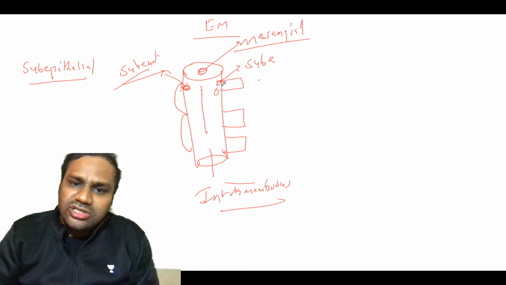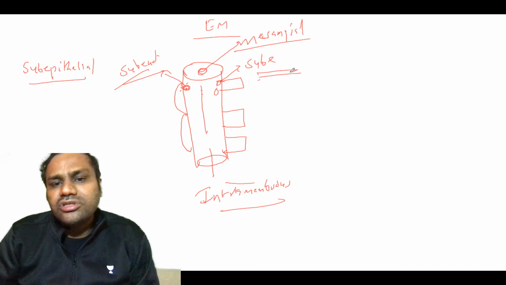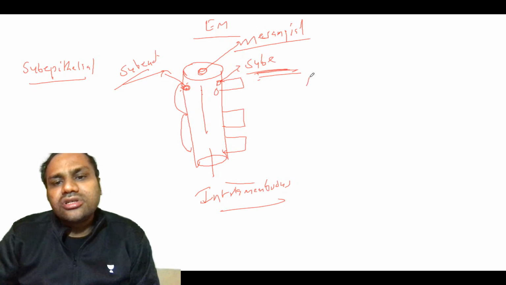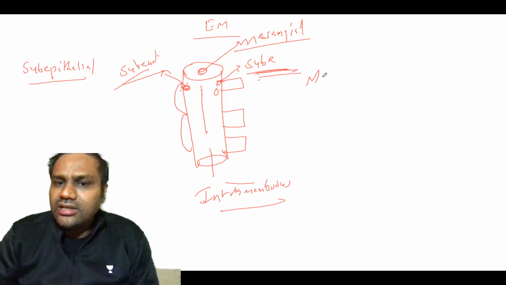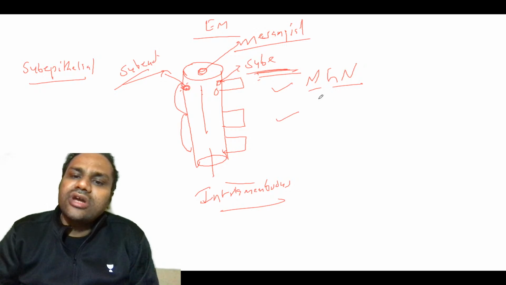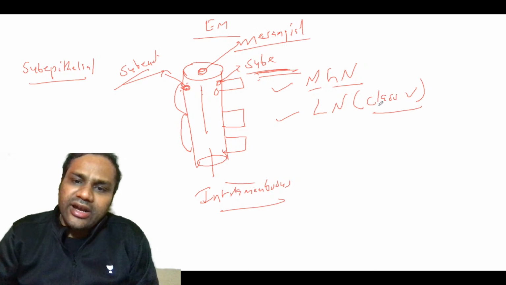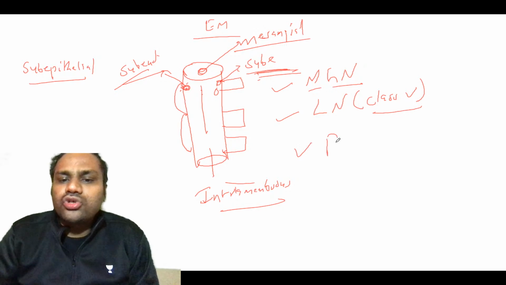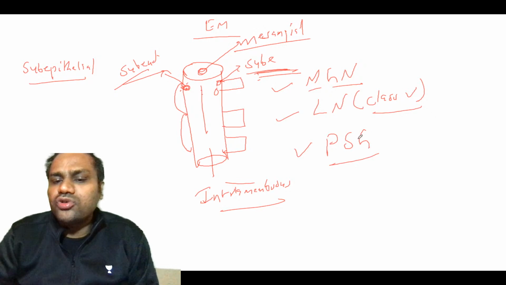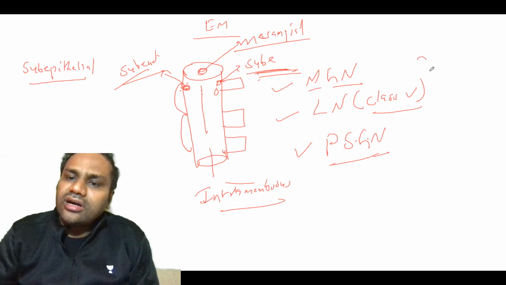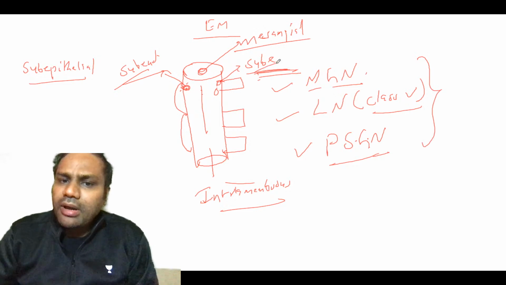Now where do you get subepithelial deposition? You get it in membranous glomerulonephropathy, MGN, and also in lupus nephritis class 5, and obviously post streptococcal glomerulonephritis. These are the three major types of glomerulonephritis where you get subepithelial deposits.